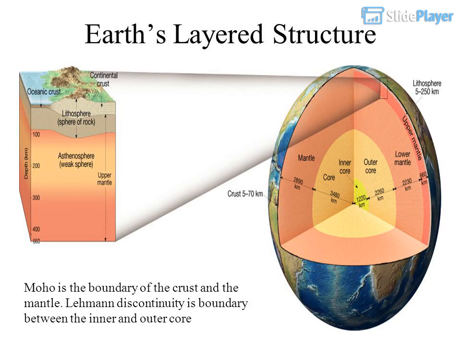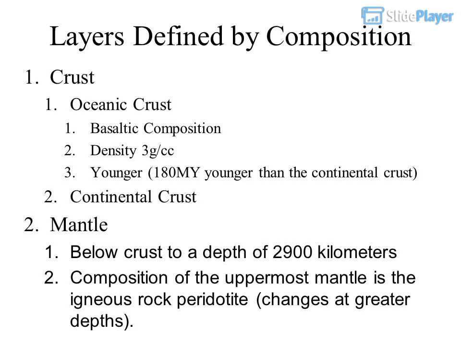Earth's structure. Moho is the boundary of the crust and the mantle. Lehmann discontinuity is the boundary between the inner and outer core. Layers defined by composition.